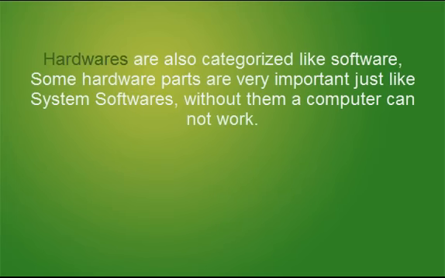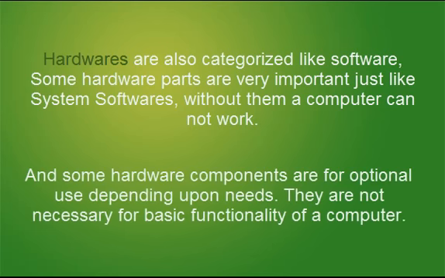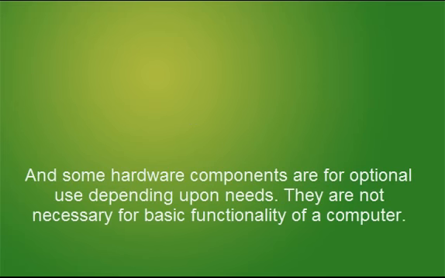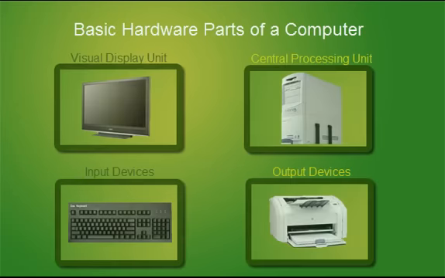Hardware is also categorized like software. Some hardware parts are very important, just like system software. Without them, a computer cannot work. And some hardware components are for optional use depending upon needs. They are not necessary for basic functionality of a computer.